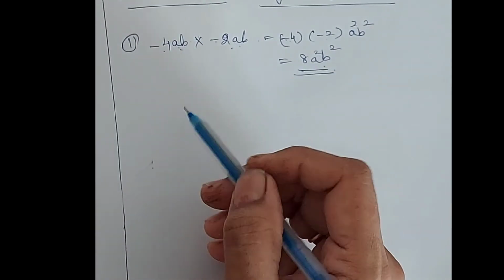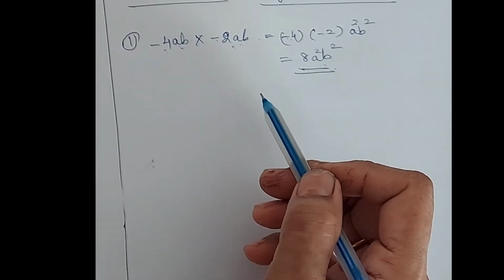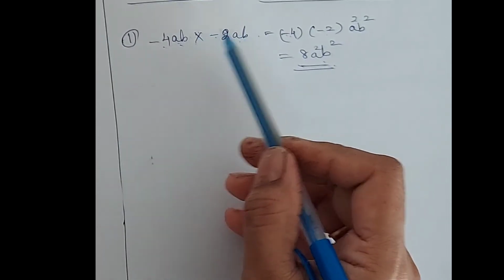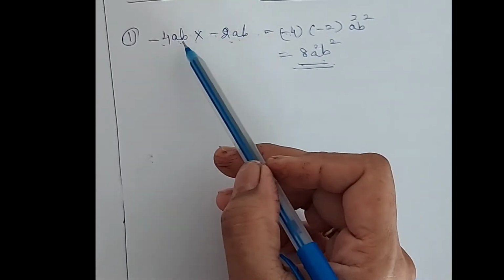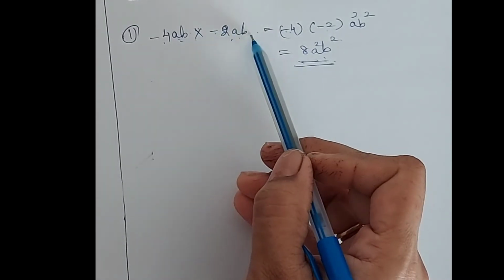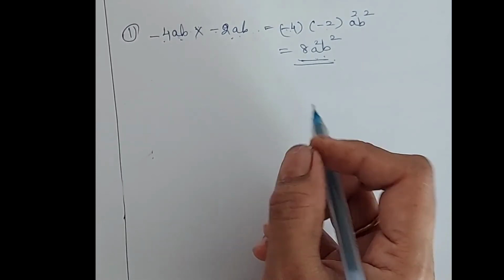So don't do it as in addition and subtraction. Here we are multiplying, so all the terms you have to multiply. Don't put AB as such. You have to multiply A into A and B into B, the like terms. Okay children, do you understand?